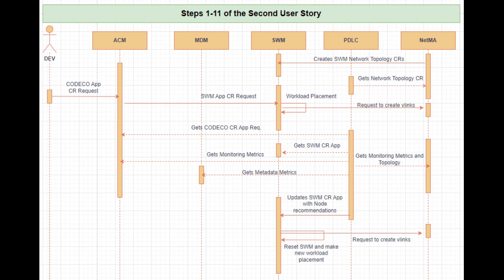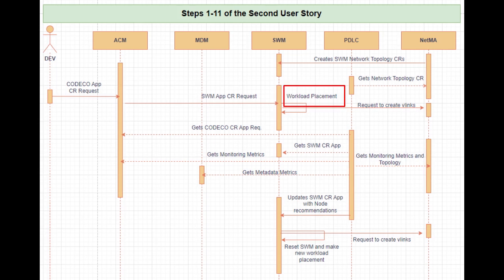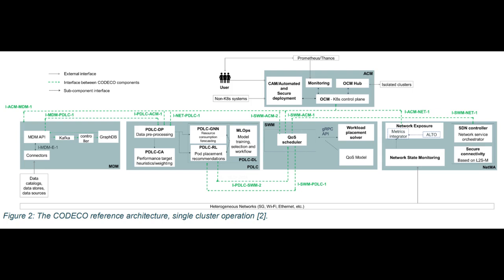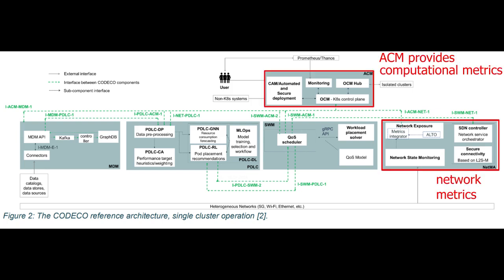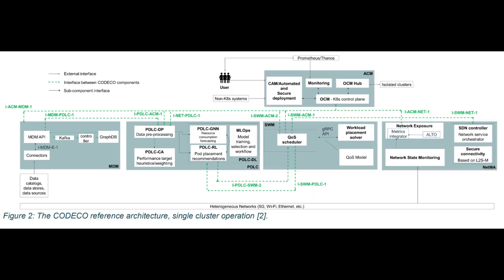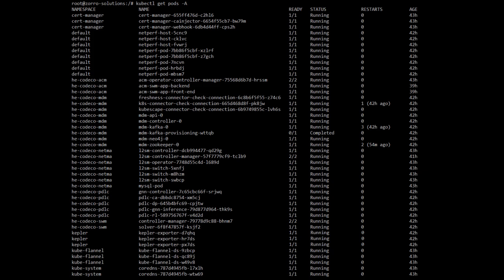After application requirements are exposed, the operation of all CODECO components is triggered. Immediately, SWM makes an initial application workload placement based on metrics available in CODECO. Specifically, ACM provides computational metrics, NetMA provides network metrics, and SWM assigns each application pod to a specific node of the cluster. This initial scheduling will be updated later based on node recommendations by PDLC. In this stage, we can confirm that the demo application is up and running.